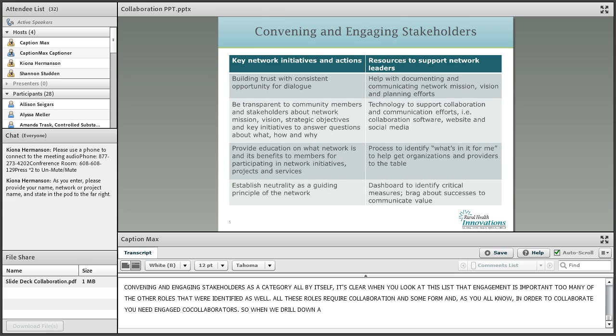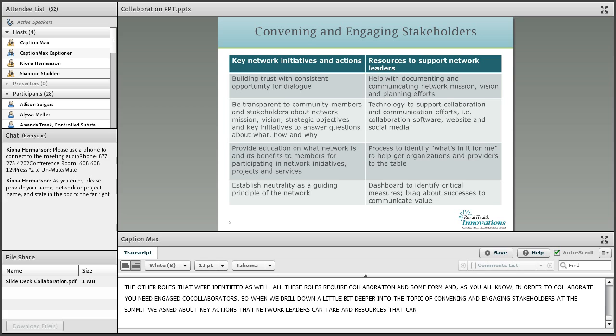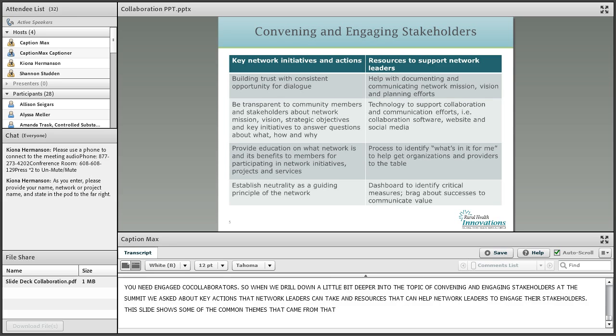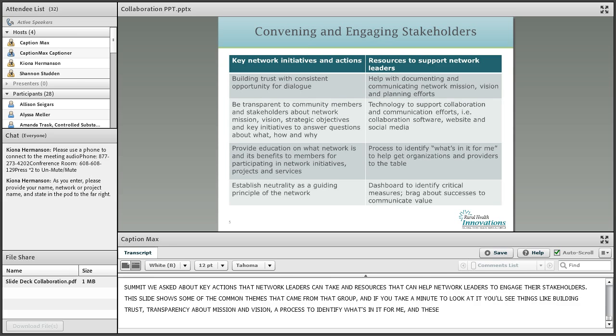So when we drill down a little bit deeper into the topic of convening and engaging stakeholders at this summit, we asked about key actions that network leaders can take and resources that would help network leaders to engage their stakeholders. This slide shows some of the common themes that came from the group. And if you take a minute to look at it, you'll see things like building trust, transparency about mission and vision, a process to identify what's in it for me.